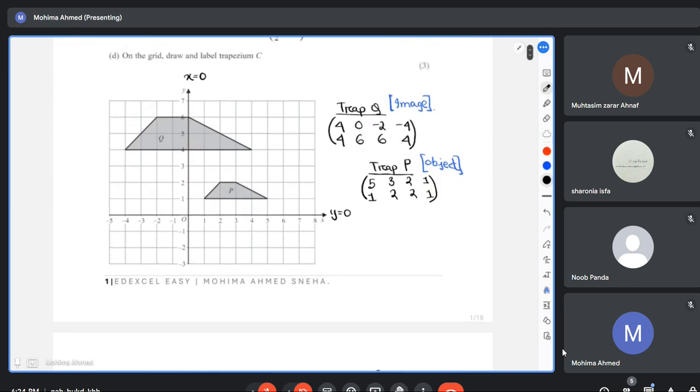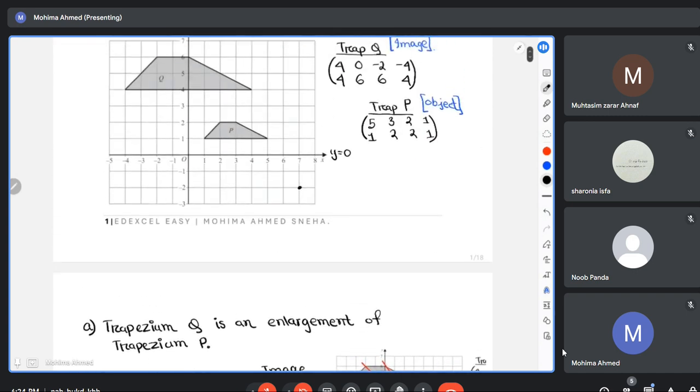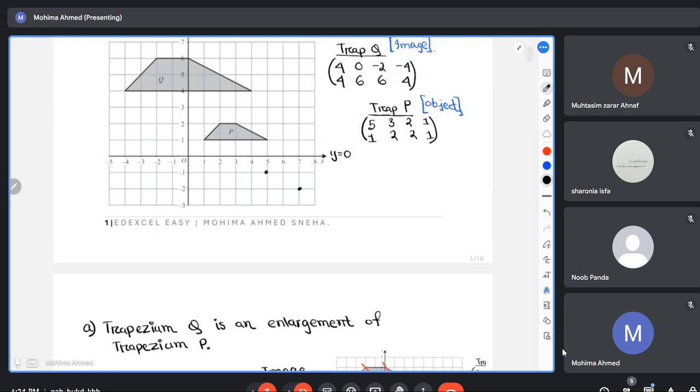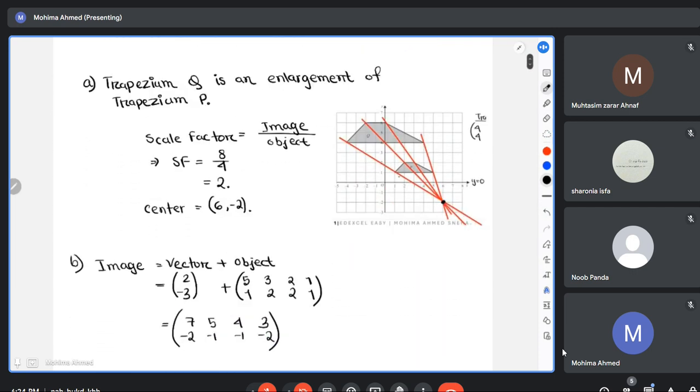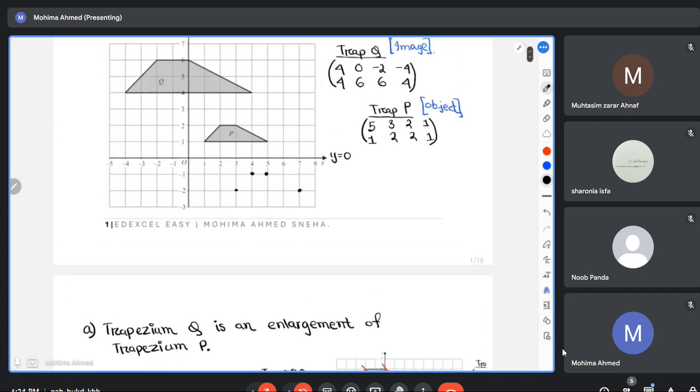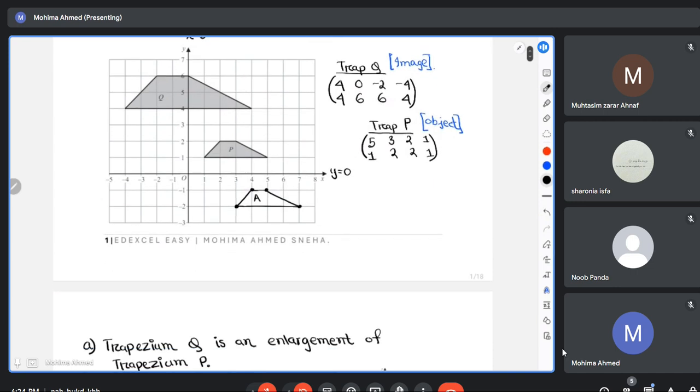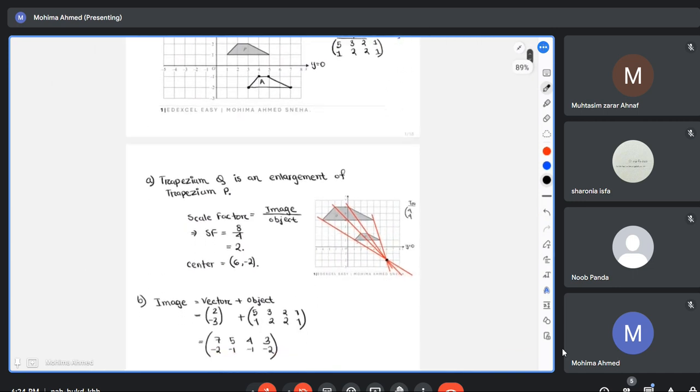So it starts with (7, -2), this one. Okay. And then (5, -1), (5, -1). Then I think it was (4, -1). And (3, -2). Right. So this is your triangle, sorry, trapezium A then.